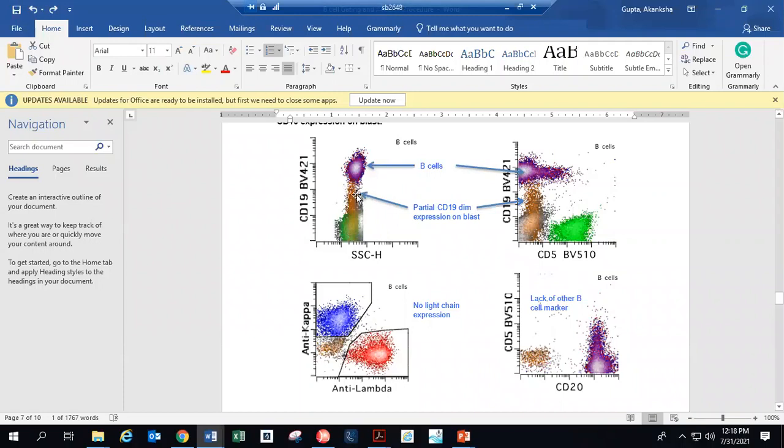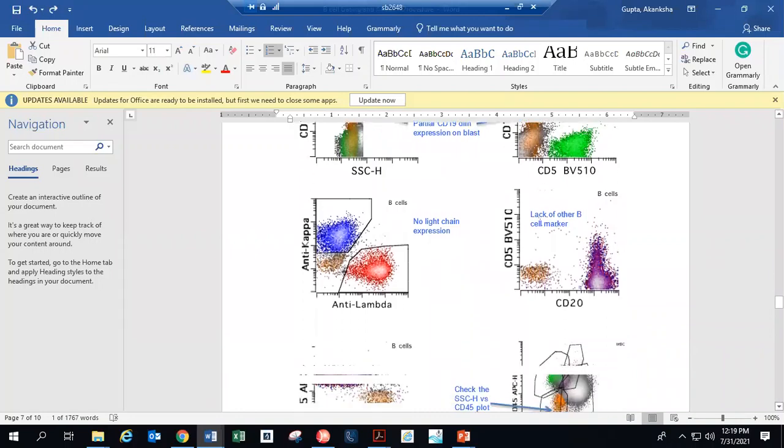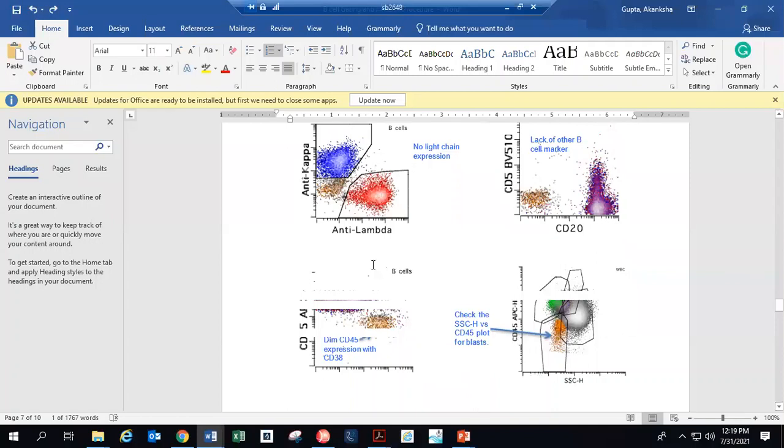So as Raji was saying, CD19 can be expressed in the B blasts of B cell origin, as you can see over here. And these are the normal mature B cells that are bright for CD19. The blasts will have some dim CD19 expression, but the brighter will be on the normal B cells. The blasts will have no light chain expression, as Raji was saying. The normal B cells will have kappa and lambda, but the B-ALL blasts will have no light chain expression.